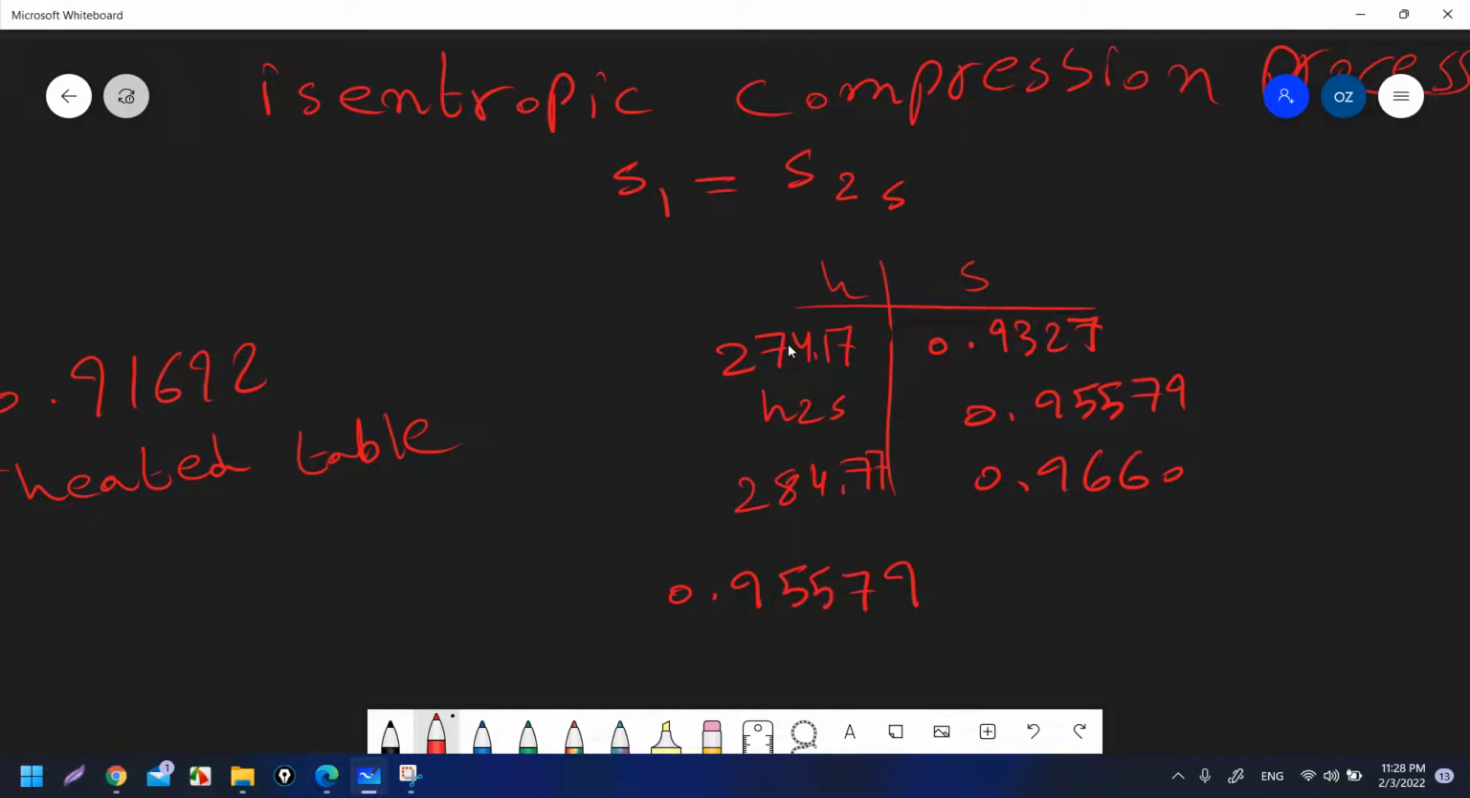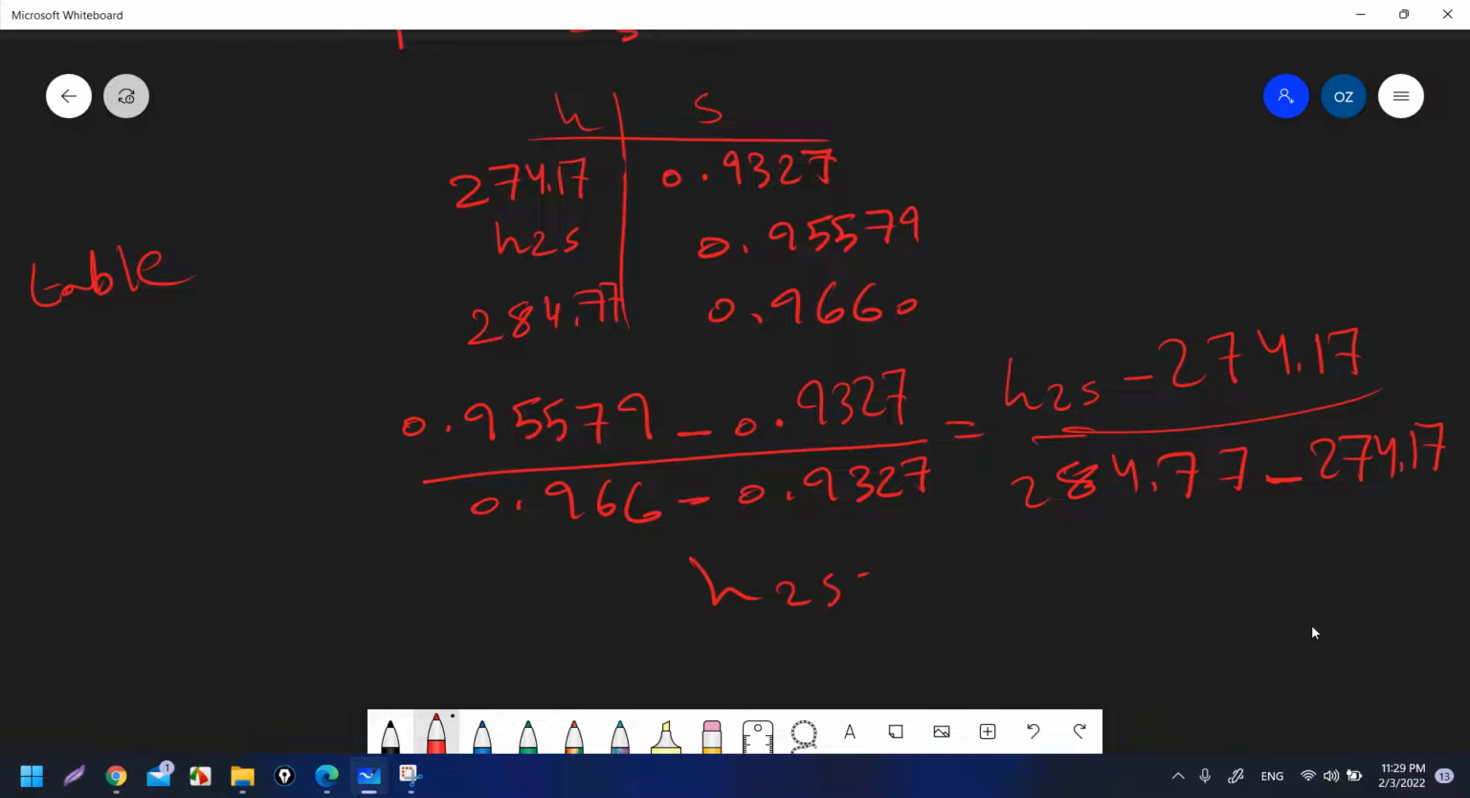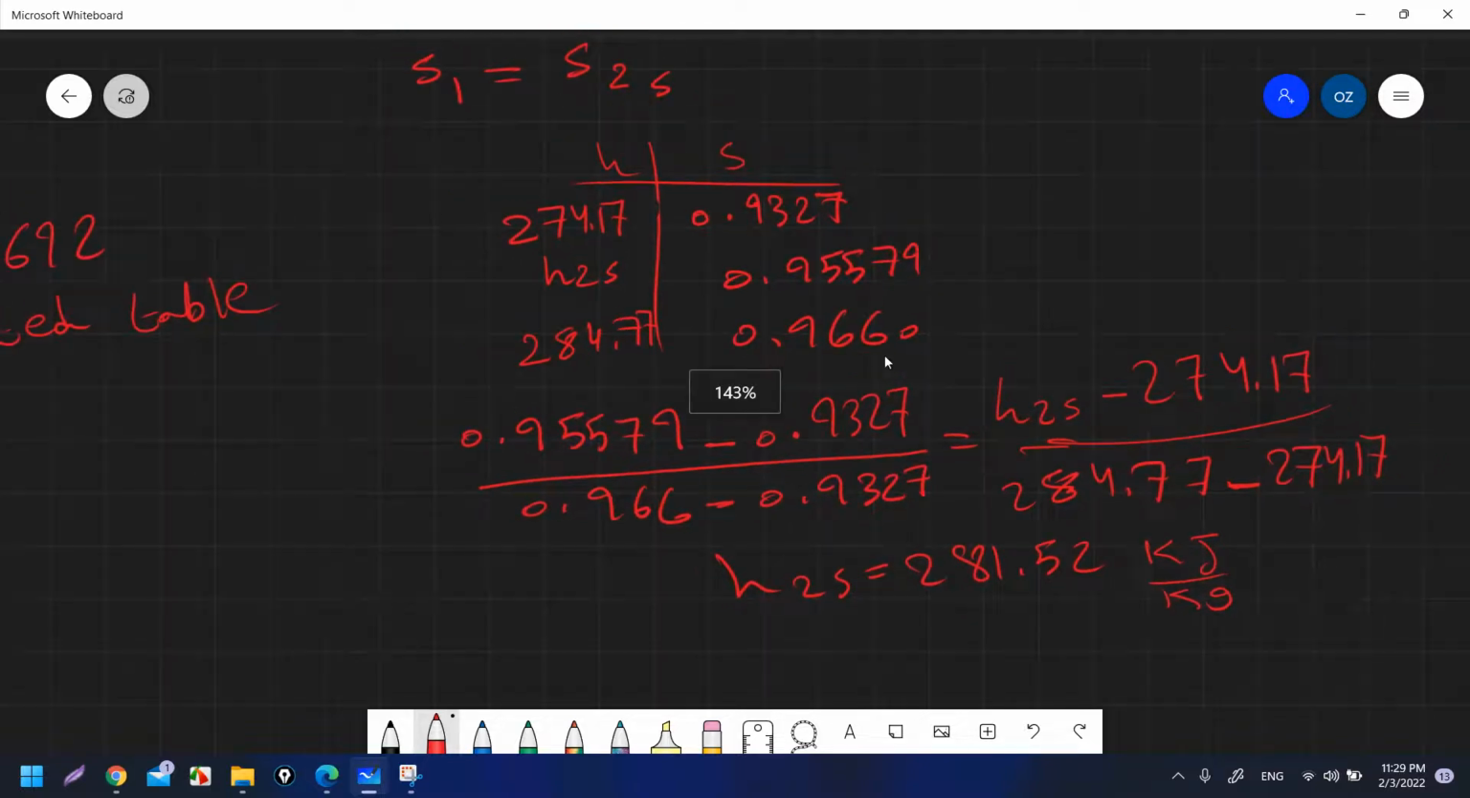0.95579, my entropy, minus the lowest one 0.9327, over the highest one 0.966 minus 0.9327, the lowest one, equals the enthalpy H2S minus 274.17 over 284.77 minus 274.17. So H2S will equal 281.52 kilojoule per kilogram. Okay, so I got every property that I want.